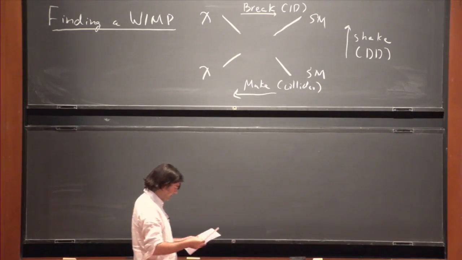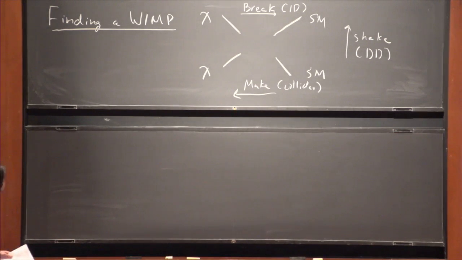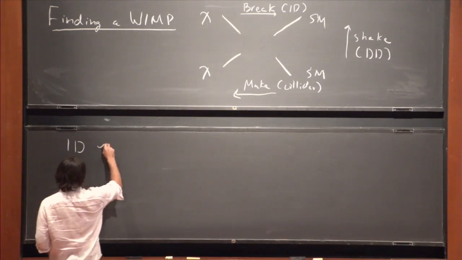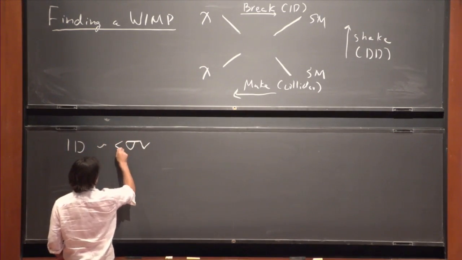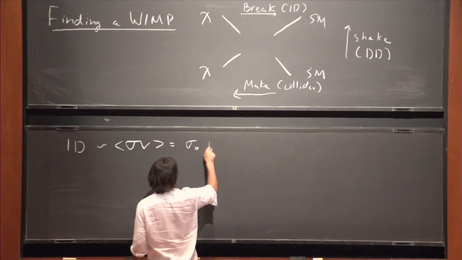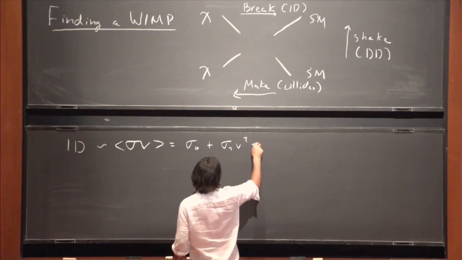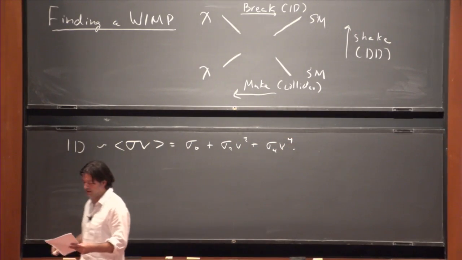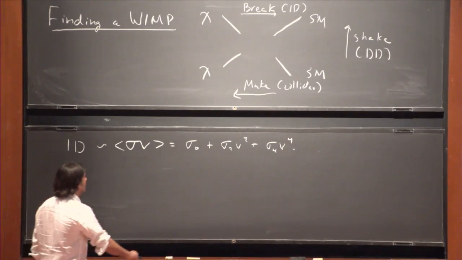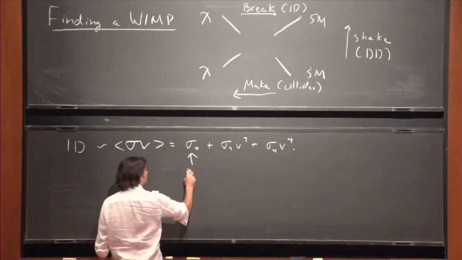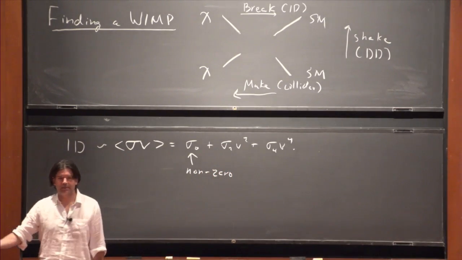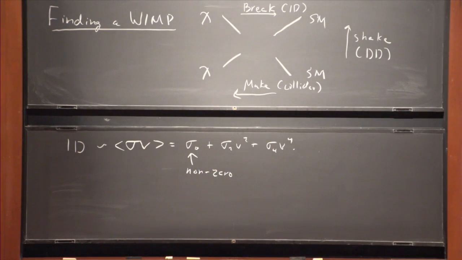So how do we think about these signals? Well, as I said before, for your indirect detection signals, you have some thermal average, which is some expansion in velocity. And if this is a non-trivial piece, then you have a signal you can look for, but only then, because the universe has cooled down so much that this is significantly turned off.